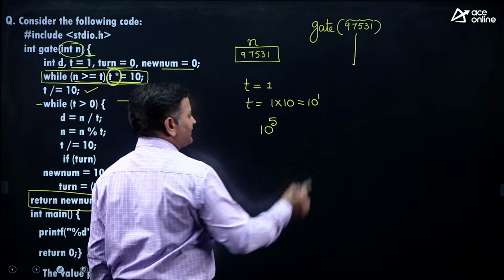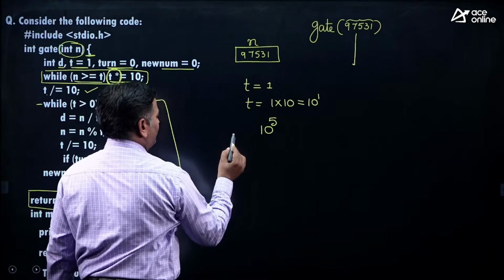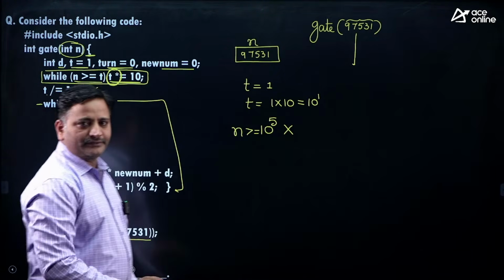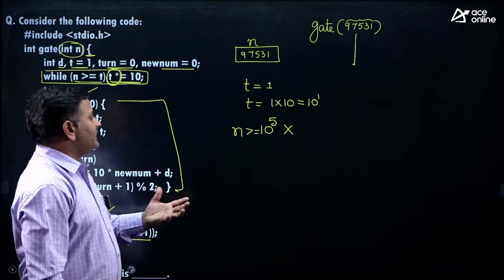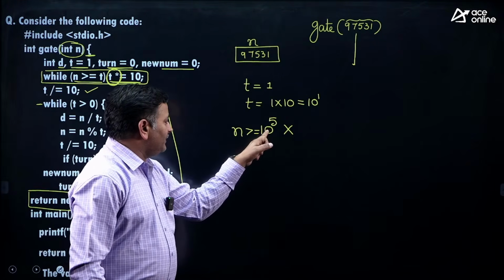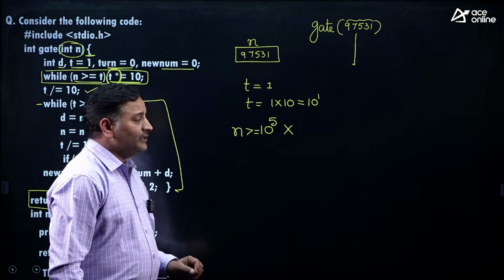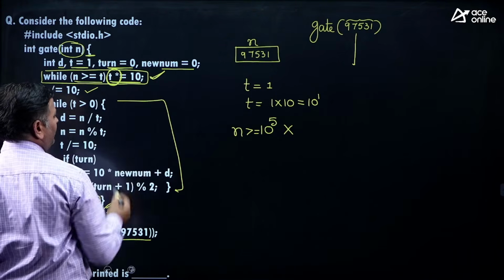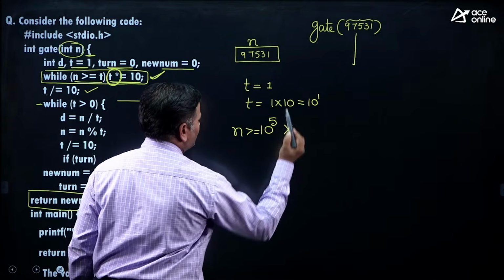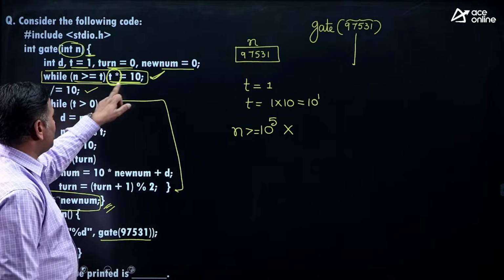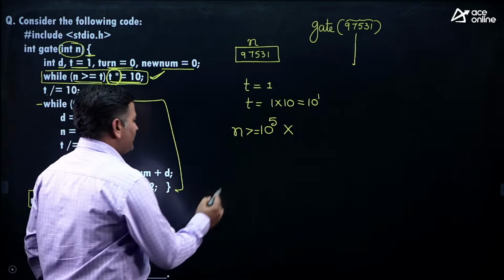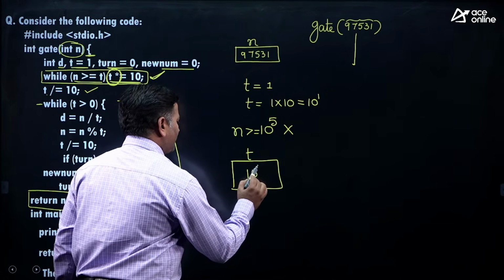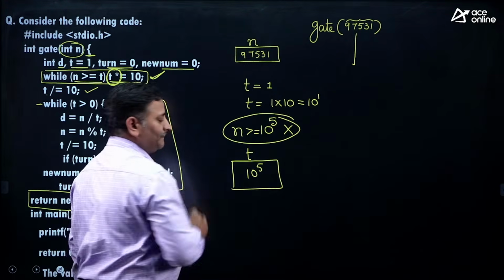If you take t value as 10 to the power of 5, then n greater than or equal to 10 to the power of 5 is a false condition. Is it correct? So I can easily guess at what power of 10 this condition will break, right? Therefore, the moment the while loop condition fails, the value of t becomes 10 to the power of 5, because every time it is multiplied by 10. So just keep that point in your mind. Now t value is equal to 10 to the power of 5, friends. With 10 to the power of 5 this condition fails.